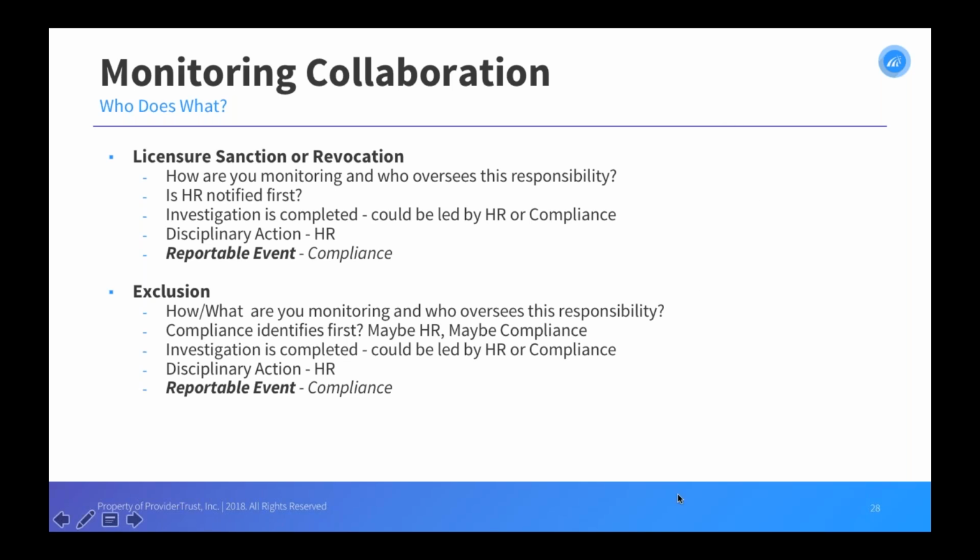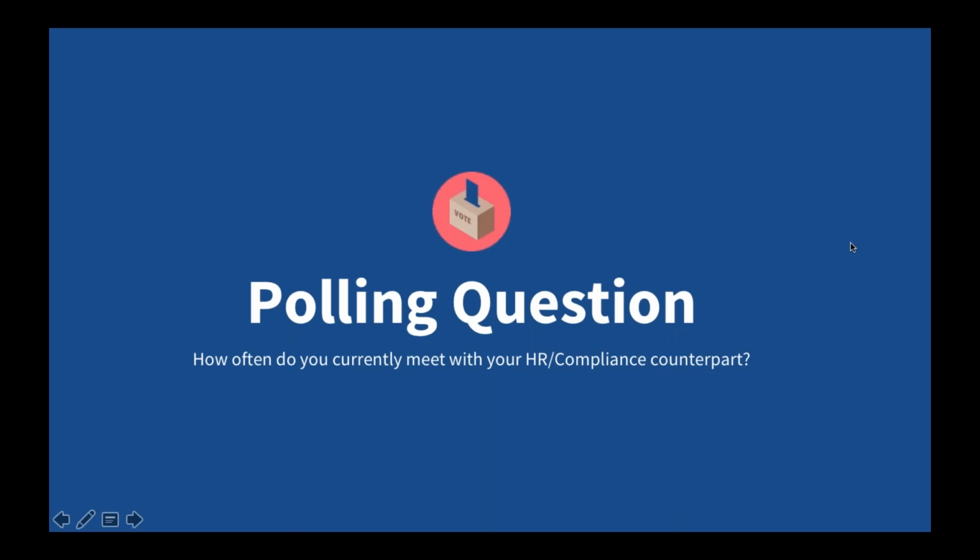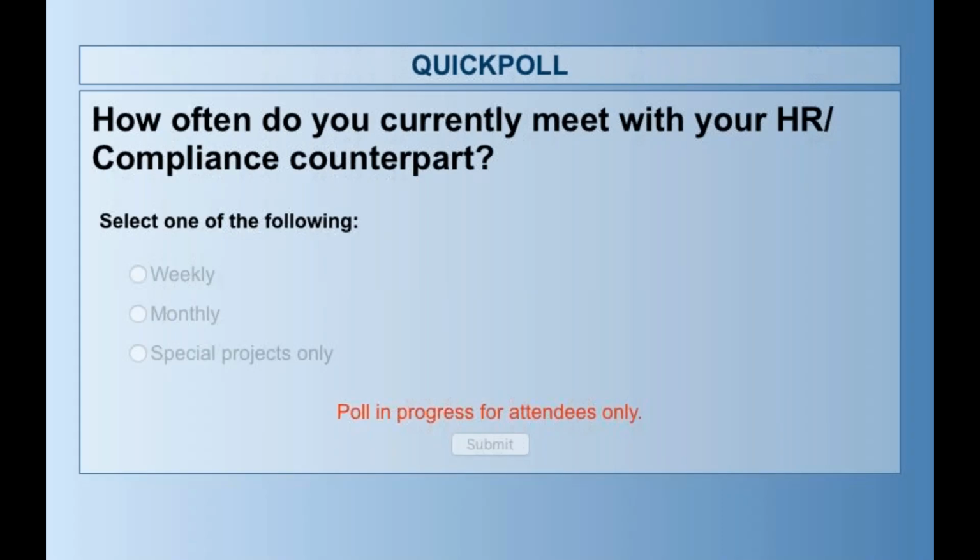And I'll jump in with one more poll question: how often do you currently meet with your HR and compliance counterparts? We asked this for the first time in last month's webinar and got really interesting results all over the board. This is one where best practice is unique to the organization. There's no right answer here, it's just, what does this look like at your organization today? Is it weekly? Is it monthly? Or is it just when things come up, if there's a potential audit or a special project? What does that look like?